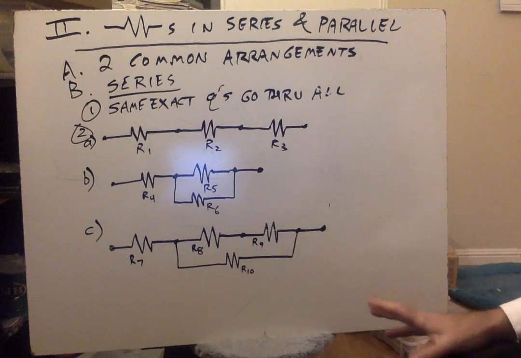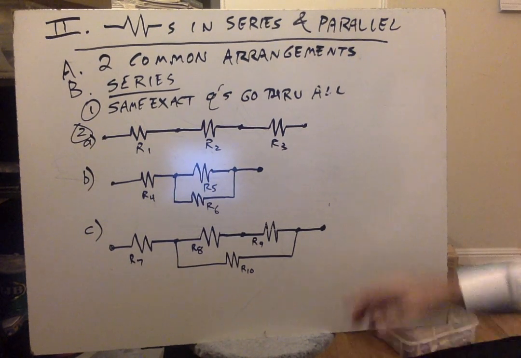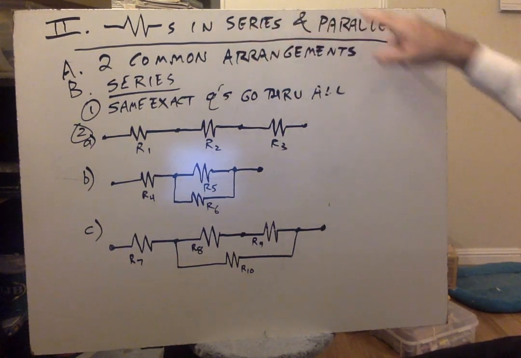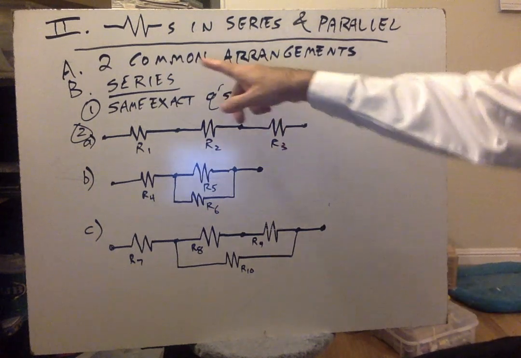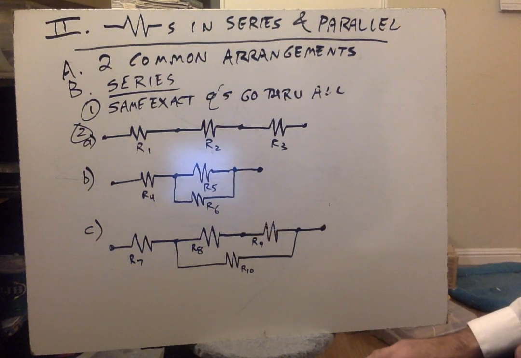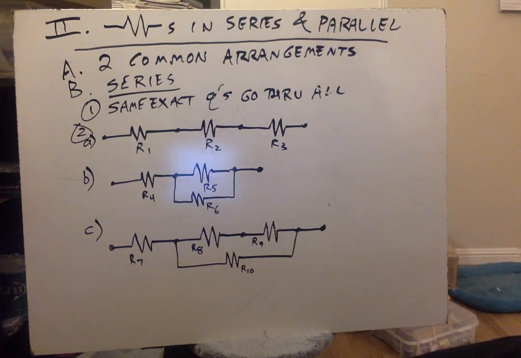The most common arrangements you'll see, and the only ones you have to really know for this class, are if resistors are in series or if they're in parallel, or some combination of series and parallel together. These are your two most common arrangements. First we'll look at series, and first we have to define what that means. It does not mean just that the resistors are in a row.